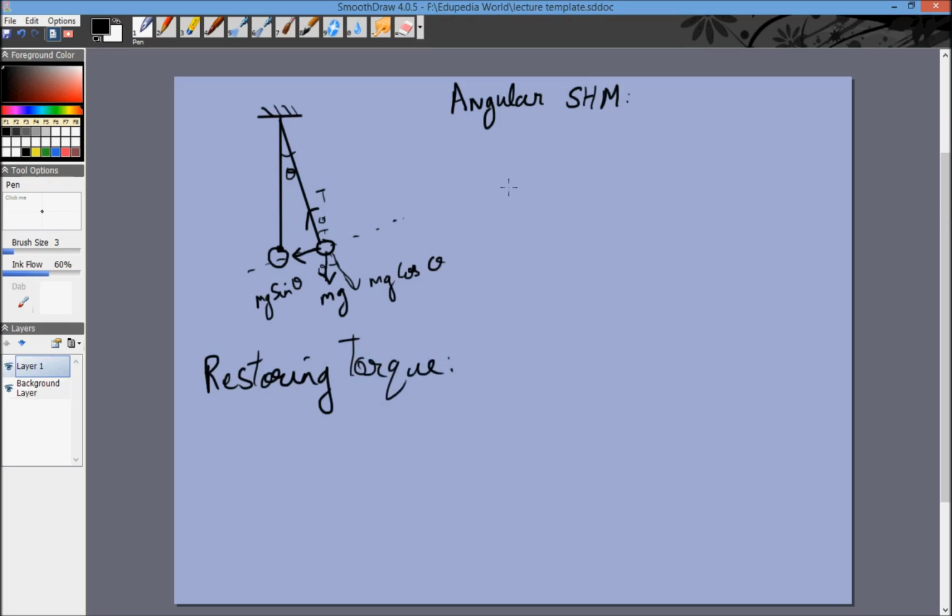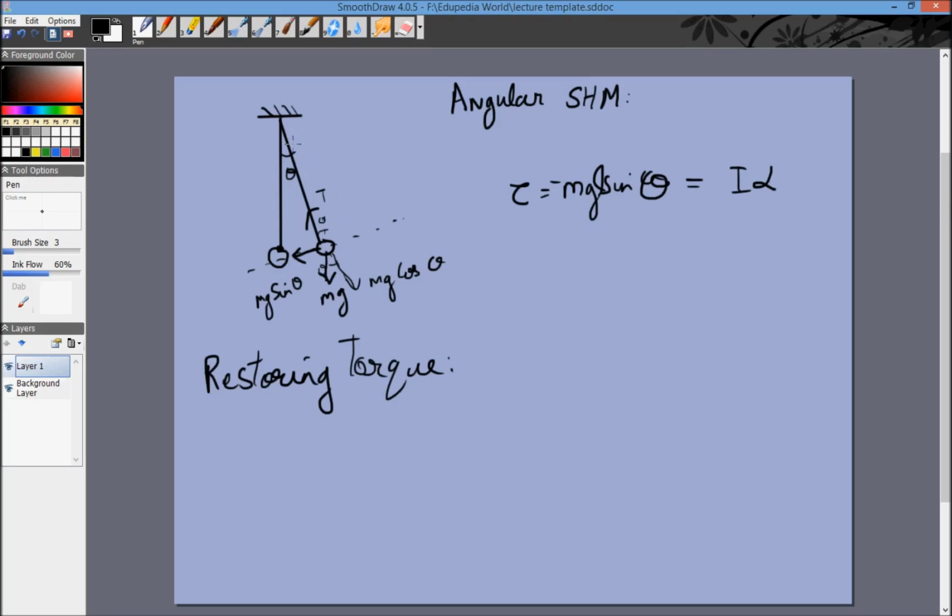And what will that torque be? That will be mg sine theta multiplied by this length of the string, that will be L. So the torque is mgl sine theta. That is equal to I alpha. Actually, it's minus mgl sine theta because if theta is positive, it's towards the left, right?